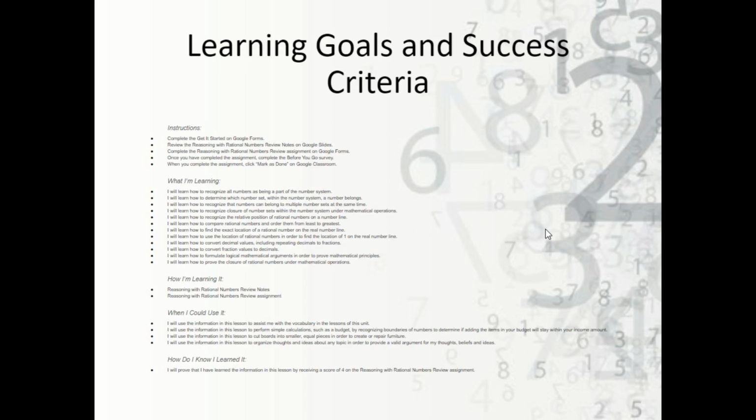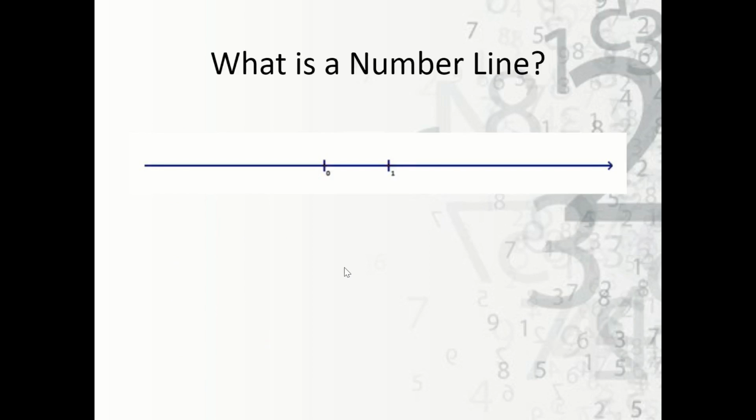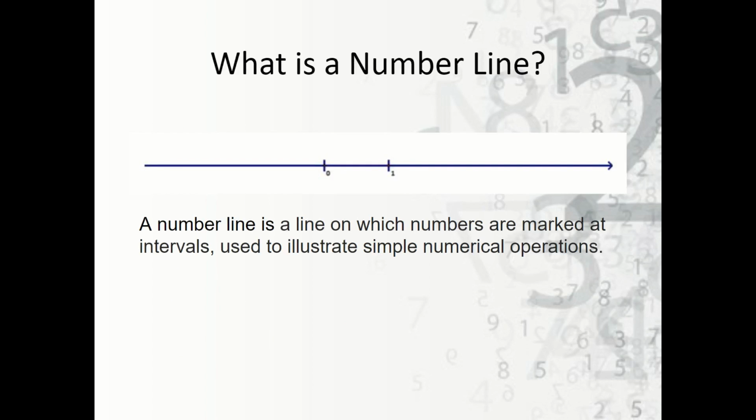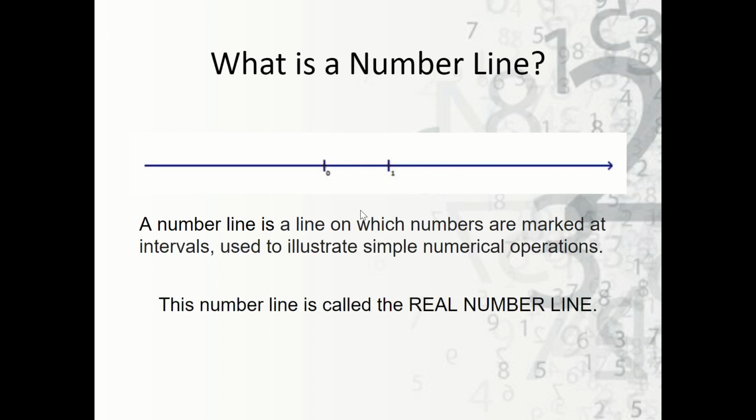The notes begin with the learning goals and success criteria. First of all, what is a number line? A number line is a line on which numbers are marked at intervals used to illustrate simple numerical operations. So for instance, here's 0, here's 1. This number line in particular is called the real number line because it represents all the real numbers.